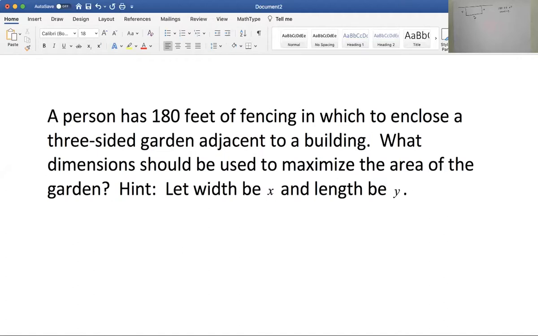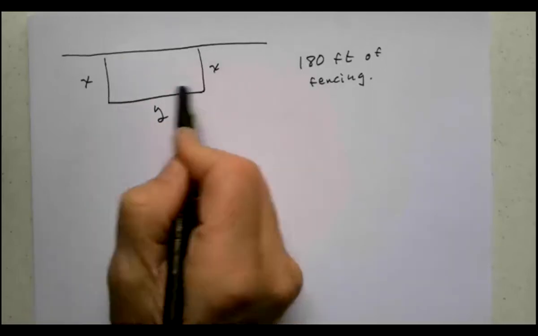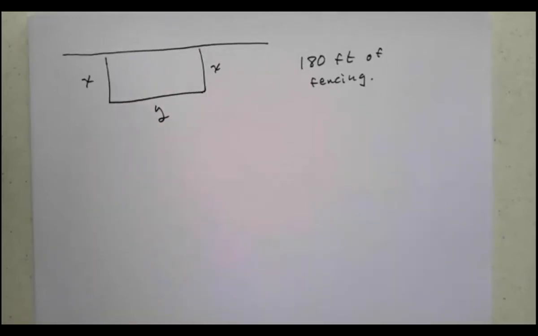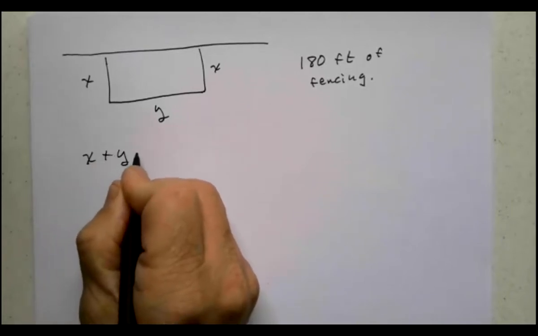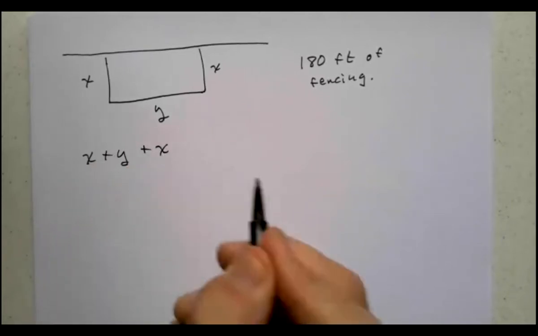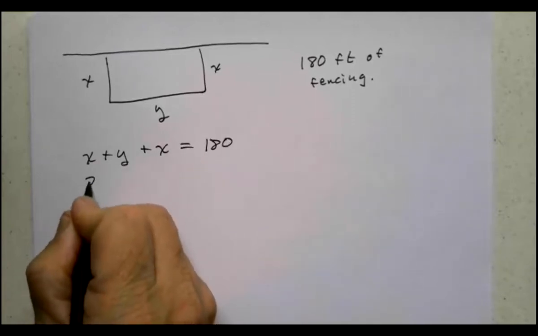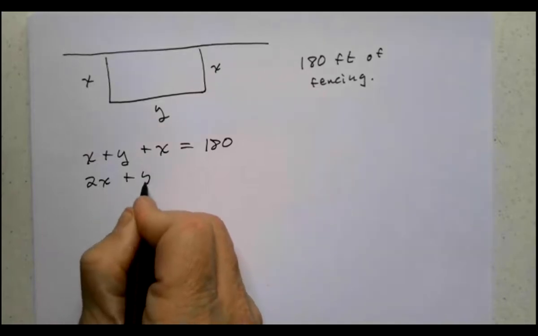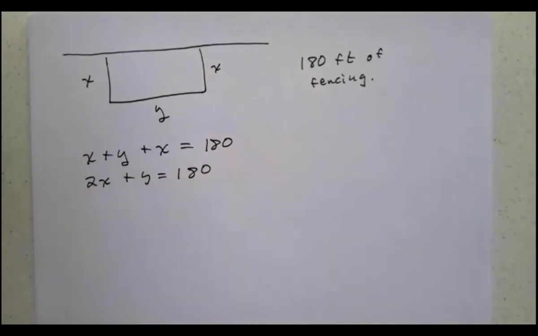So 180 feet of fencing to build a garden like this. If we add X plus Y plus X, that should equal 180. So let's start with that. Width plus length plus width has to equal 180. 2X plus Y has to equal 180.